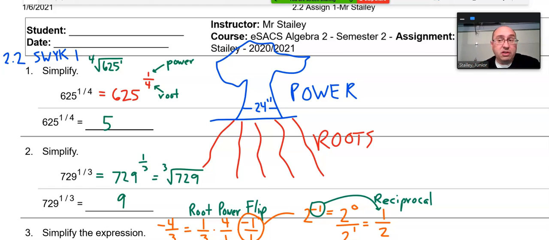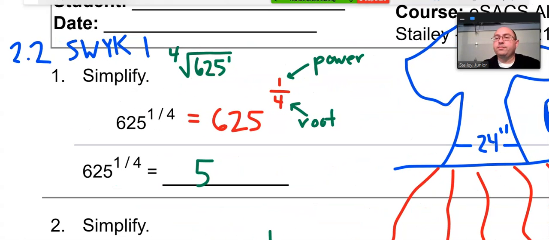Now, what's underneath the ground? The roots. Okay? What I'm trying to illustrate is that a fractional exponent can be thought of like a tree. The power is in the numerator and the root is in the denominator. So let me zoom in on this so you can see what I'm talking about, okay?